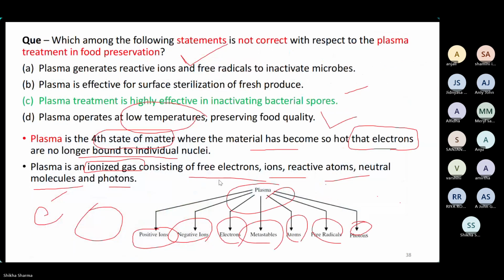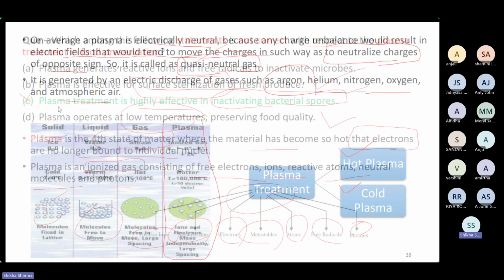So if we see that plasma is effective for surface sterilization of fresh produce, which is correct. And plasma treatment is highly effective in inactivating bacterial spores, which is wrong, because it basically inactivates the microorganism cells but is not very highly effective for bacterial spores. So statement 3, option 3, is incorrect here.